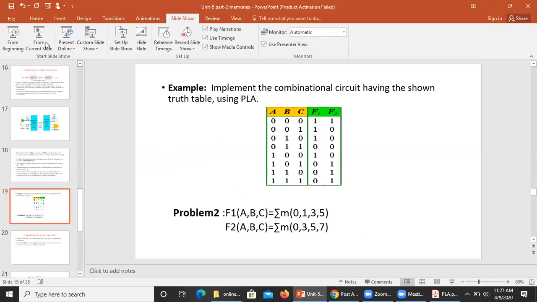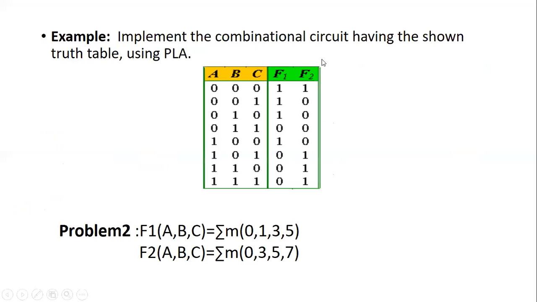This is the example which I am going to explain. Implement the combinational circuit whose truth table is shown, using PLA. Here how many inputs do we have? 3 inputs. How many outputs? 2 outputs. What is the F1 value? Sigma m of 0, 1, 2, 4.